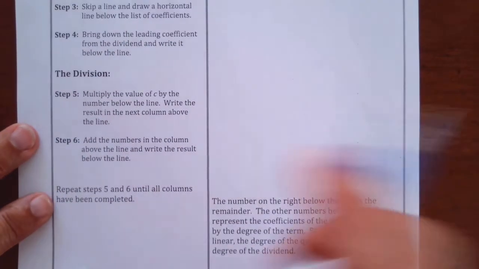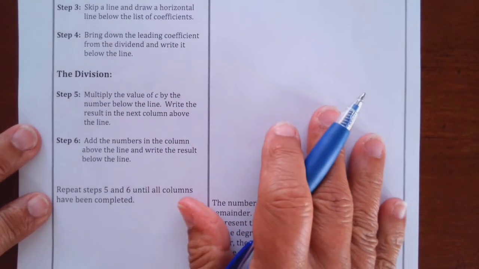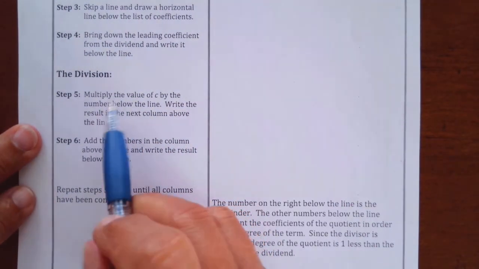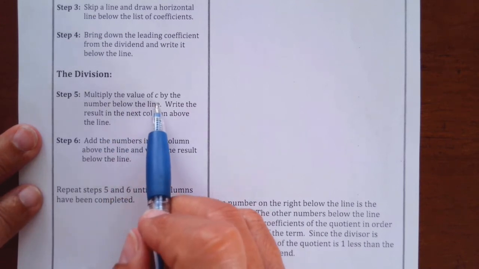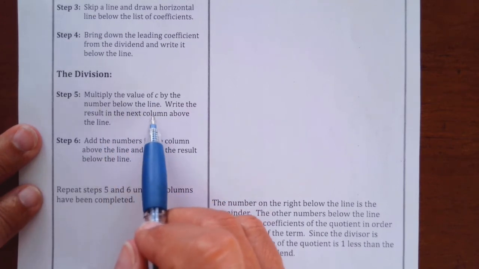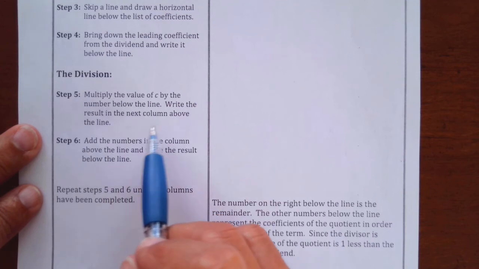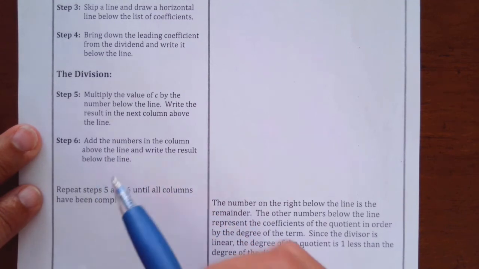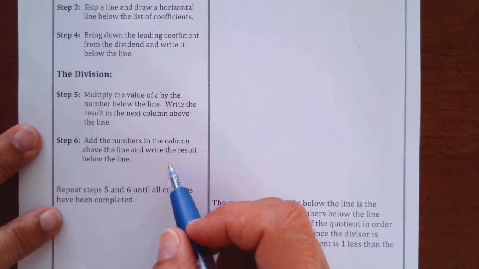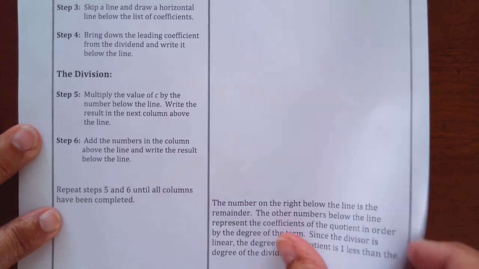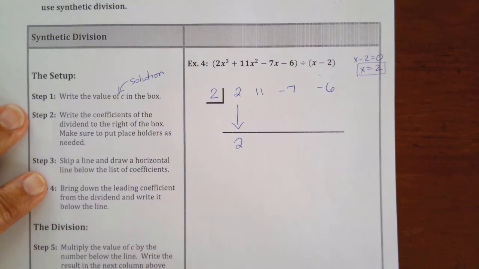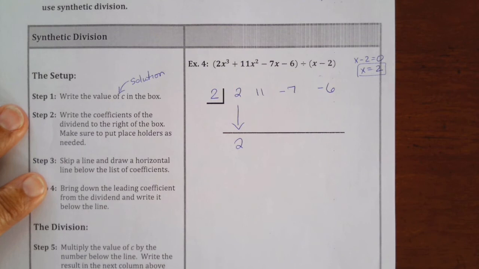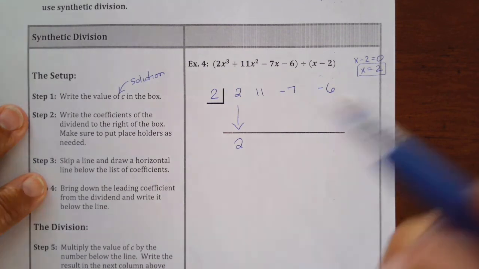Then we're going to do the actual division. Okay, so let me go through this and then we'll go back up here. We're going to multiply the value of c by every number below the line, and then we're going to write the result in the next column. And then we just add the numbers together in the column and then repeat. Okay, so it's a very simple process. You still can make some careless mistakes, so please be careful with that.